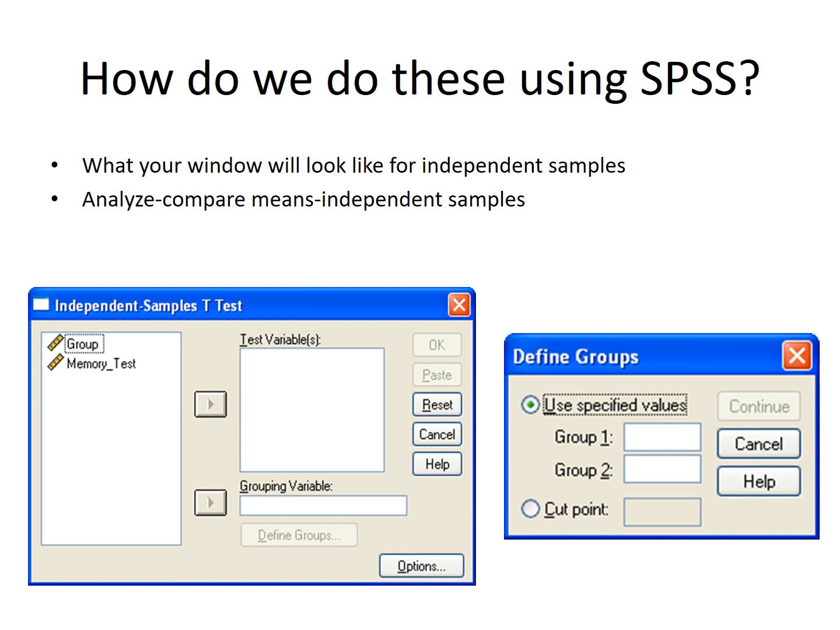So for me, I would put the number 1 in the box next to group 1 and the number 2 in the box next to group 2. Then I'd hit continue because then the box would highlight for continue. It would bring me back to my big box to the left, and then I would hit OK to run my analyses.